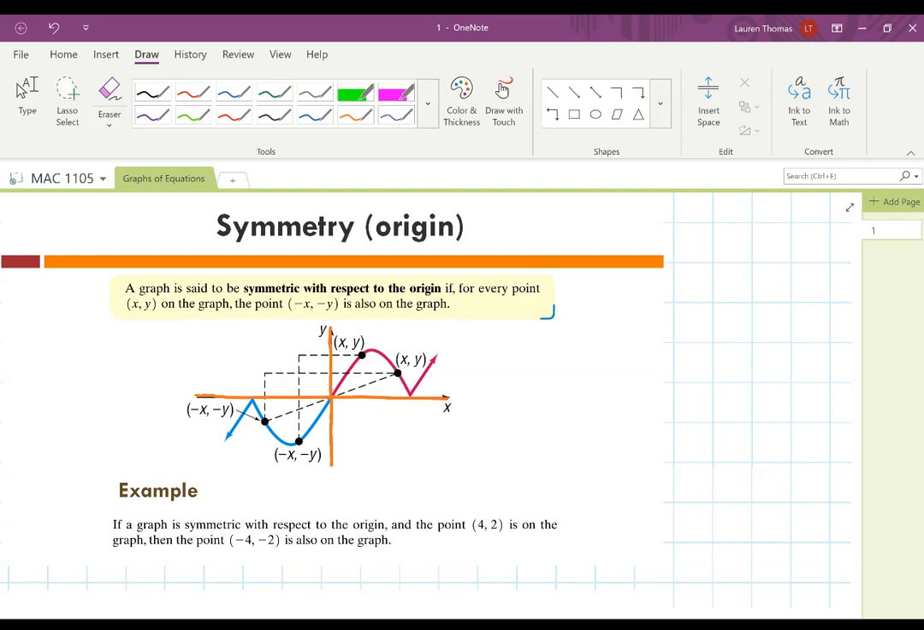In this example, it says if a graph is symmetric with respect to the origin and the point (4, 2) is on the graph, then the point (-4, -2) is also on the graph. That means if you have a point with positive x and y values on your graph, then in order for it to show symmetry with respect to the origin, both the x and the y coordinates need to be negative in that other point that is visible on the graph. Okay. Awesome.